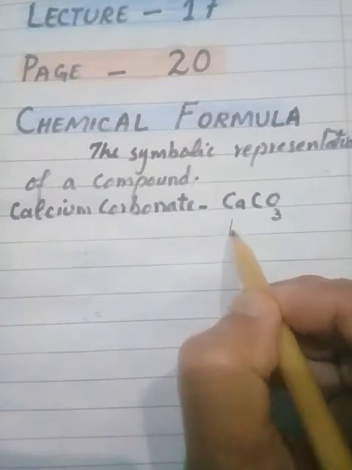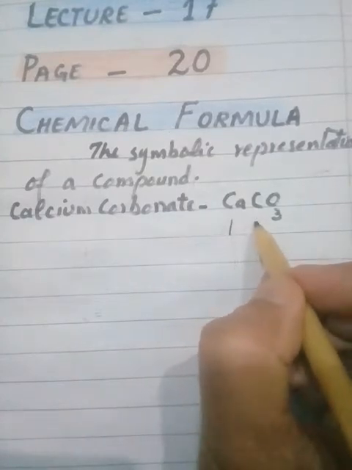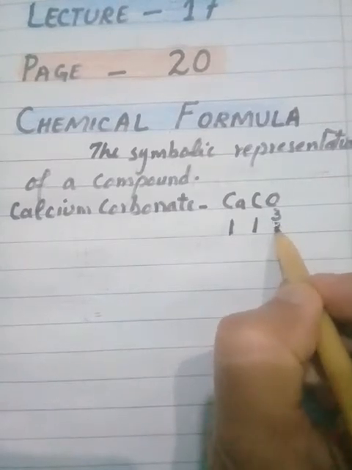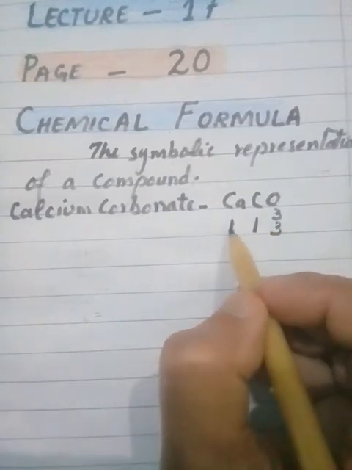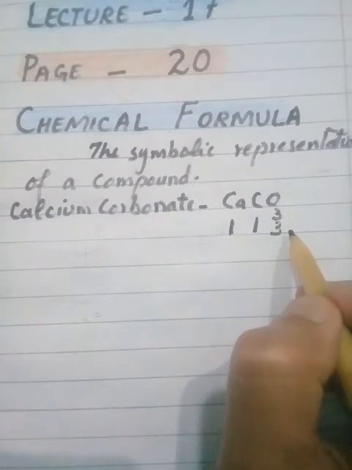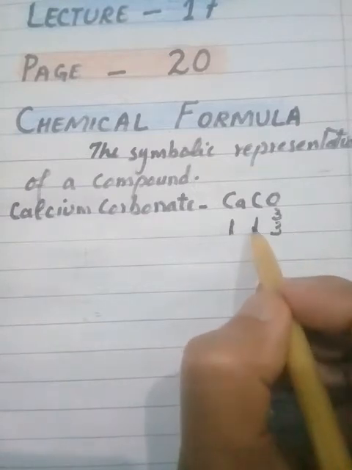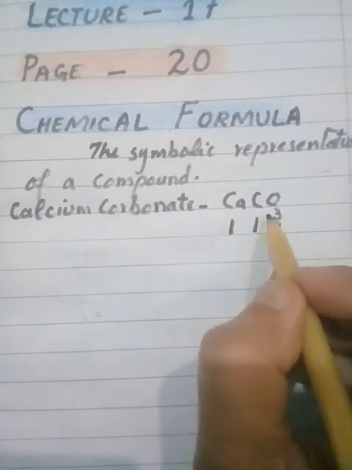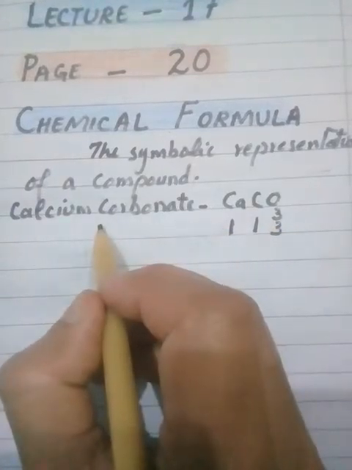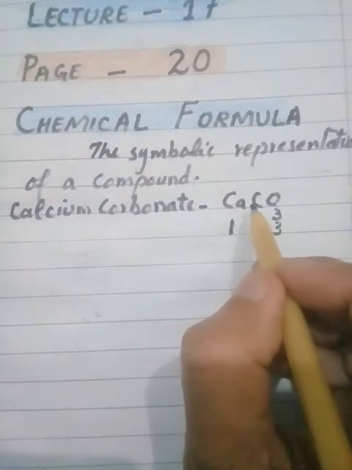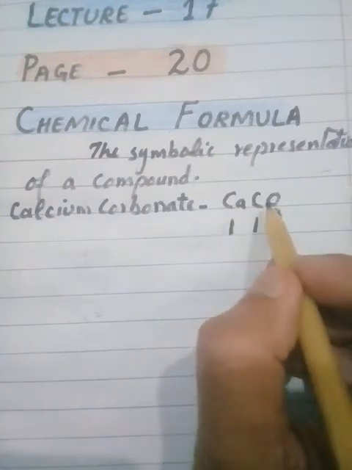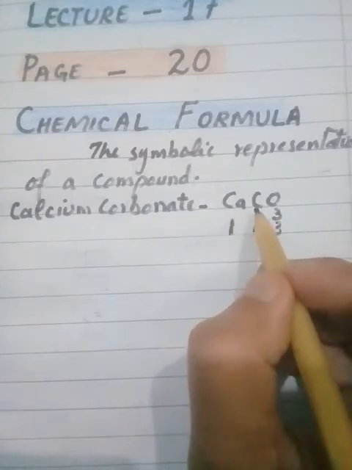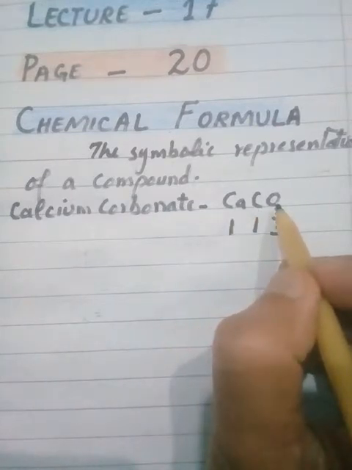1 calcium, 1 carbon, and 3 oxygen. 1 calcium, 1 carbon, and 3 oxygen. 1 plus 1 plus 3 is equal to 5. 5 atoms are present in calcium carbonate and 3 elements are present in calcium carbonate. Which 3 elements? Calcium element, carbon element, and oxygen element.